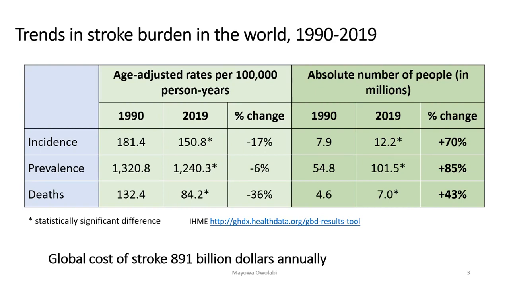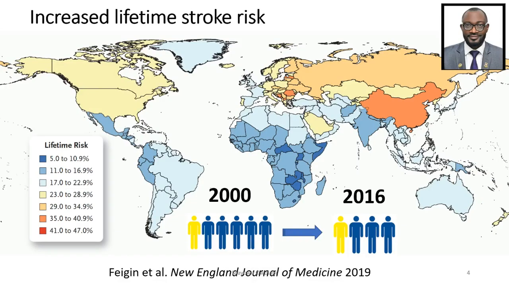The global burden of disease studies have shown that the burden of stroke in terms of incidence, prevalence, and deaths, the absolute numbers are increasing rapidly across the globe, with more than 85% increase in prevalence over three decades. And the global cost of stroke is up to nearly $1 trillion annually. So we need to do something drastically to reduce this burden. The lifetime risk of stroke has also increased tremendously, from 1 in 6 chance to 1 in 4 chance of having stroke in a lifetime.